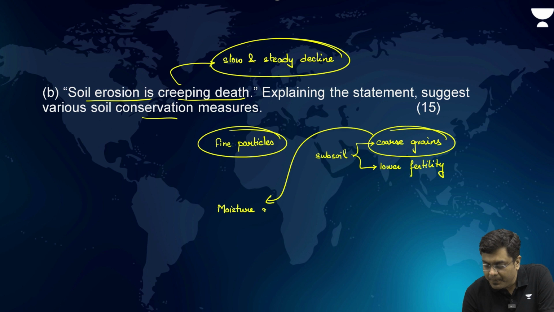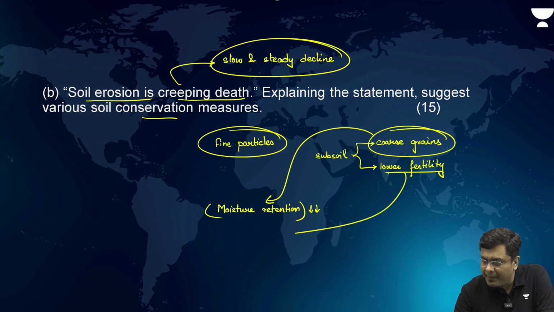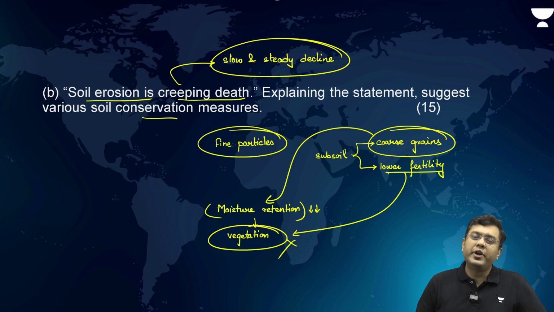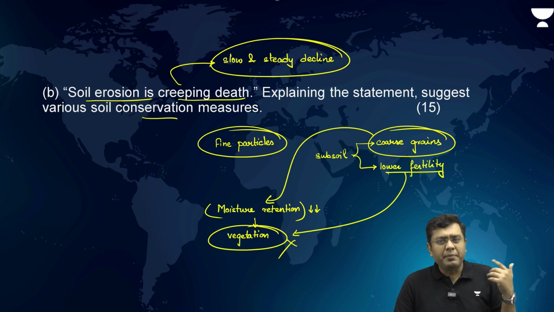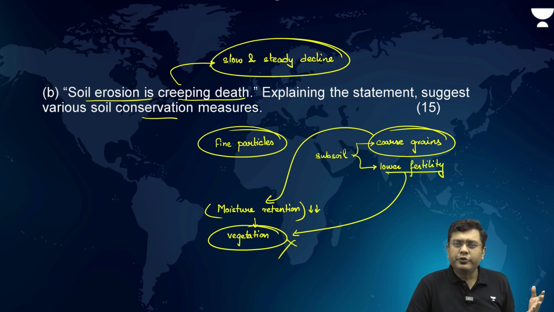Moisture retention becomes poor. When the moisture retention becomes poor and also combined with low fertility, vegetation does not happen. Natural vegetation is not supported in an area. Now, when you have natural vegetation which is impacted, again the groundwater recharge will be impacted, the flora and fauna will be impacted, because basically the vegetation is the primary producer, right? And the primary producer, if you remove out of an ecosystem, the ecosystem won't be able to survive.